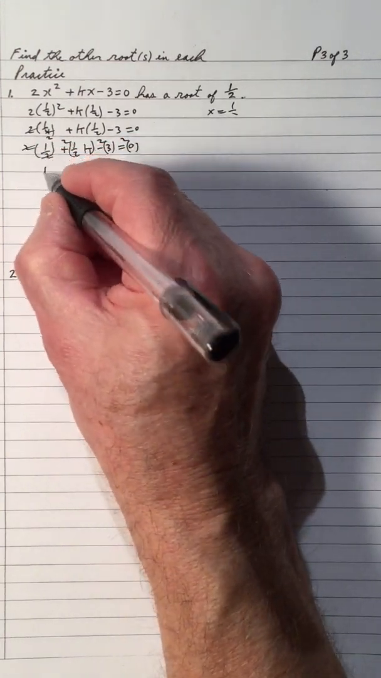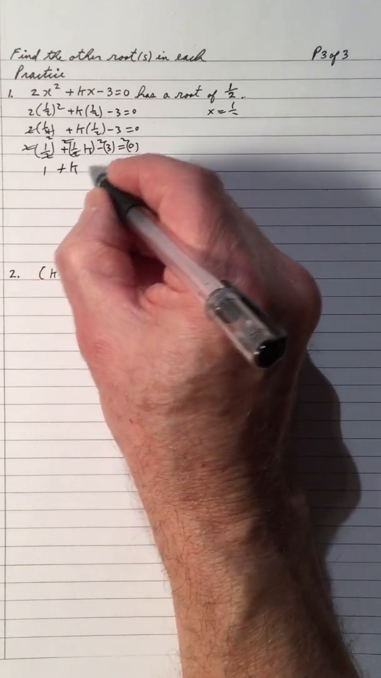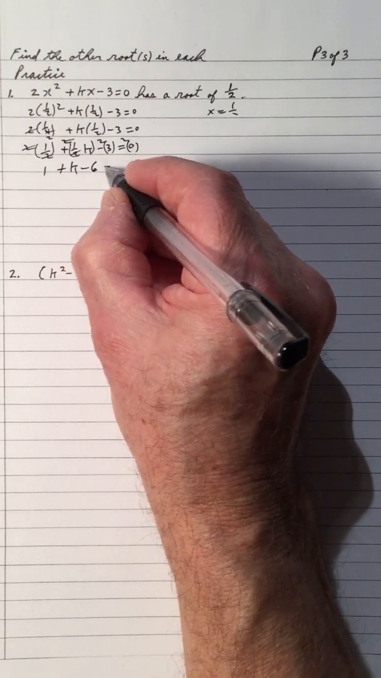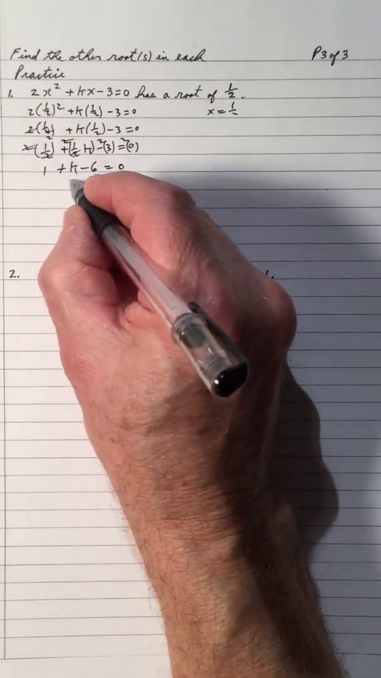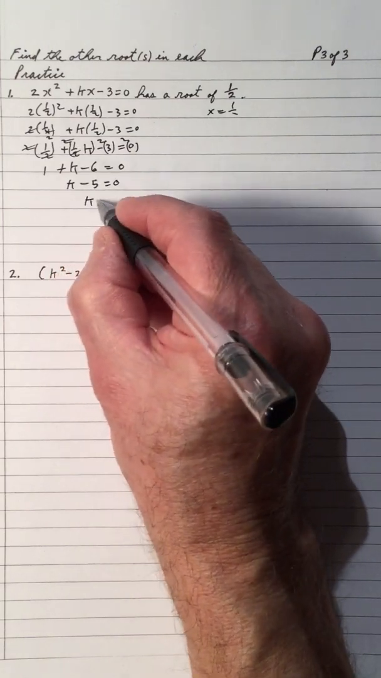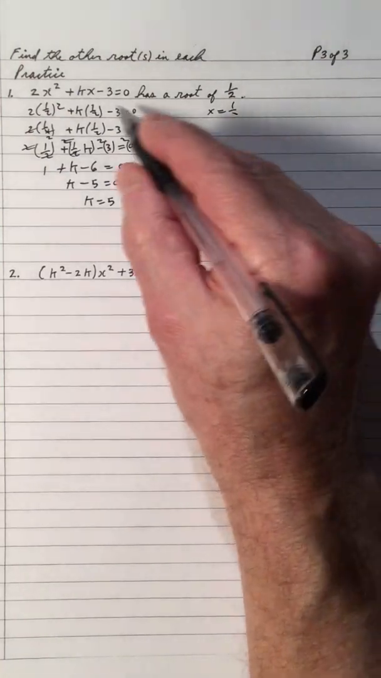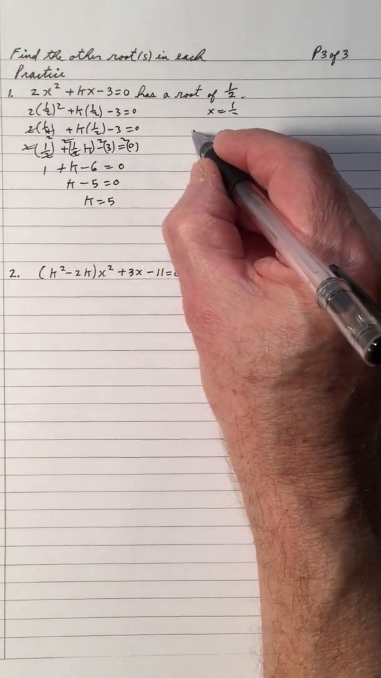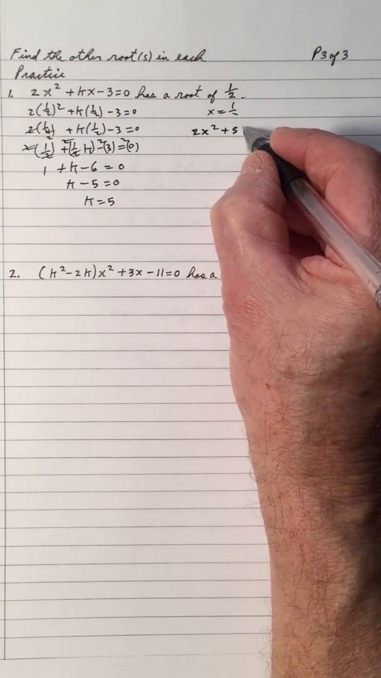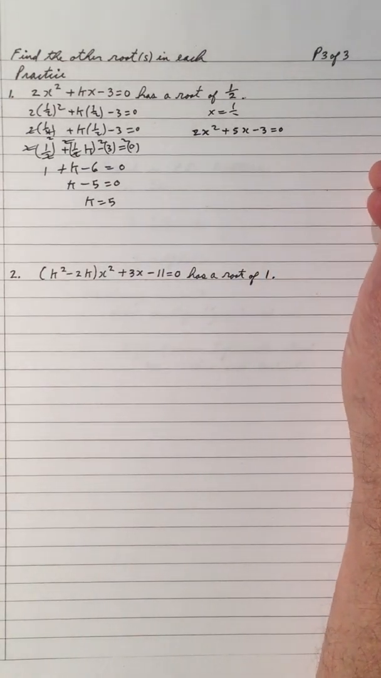2 times a half is 1. 2 times a half k is 1k. 2 times negative 3 is negative 6. 2 times 0 is 0. So k minus 5 equals 0. k equals 5. And if k is 5, put k back in. So we get 2x squared plus 5x minus 3 equals 0.